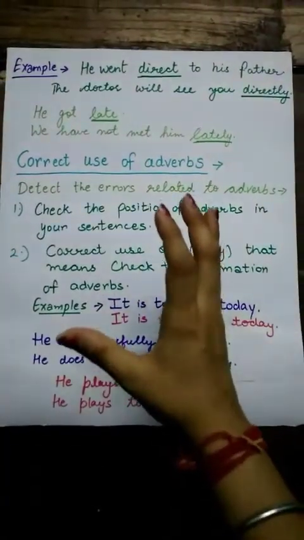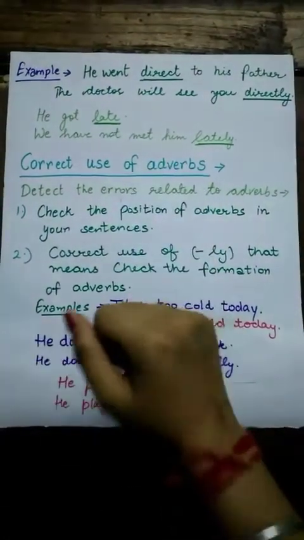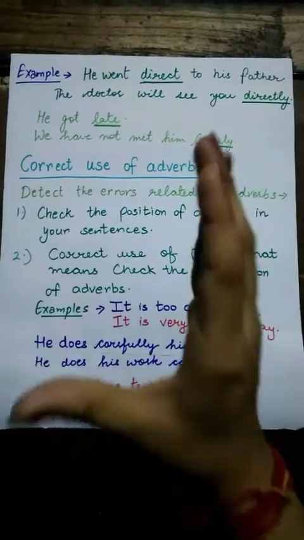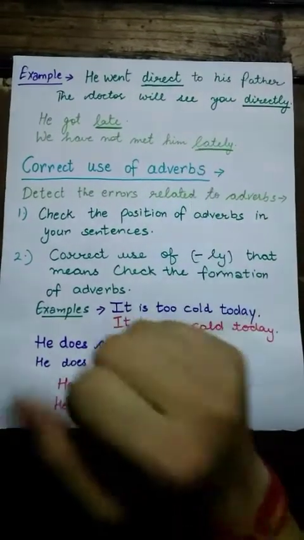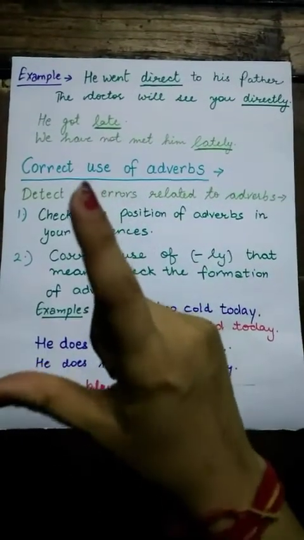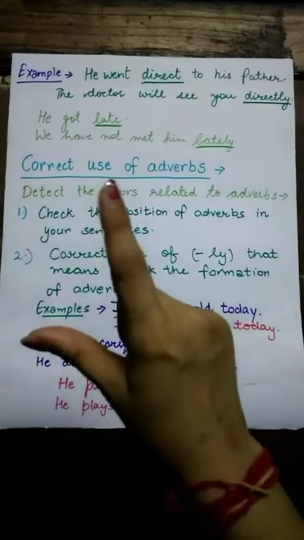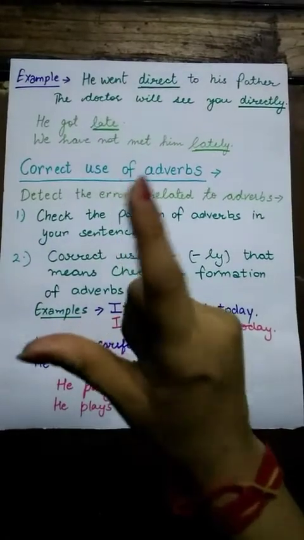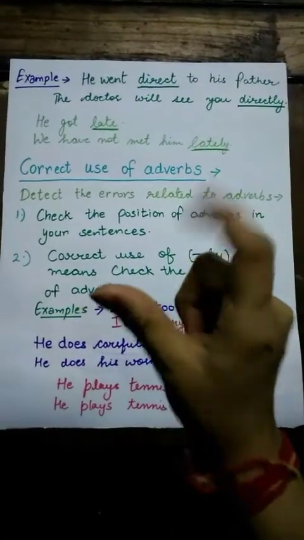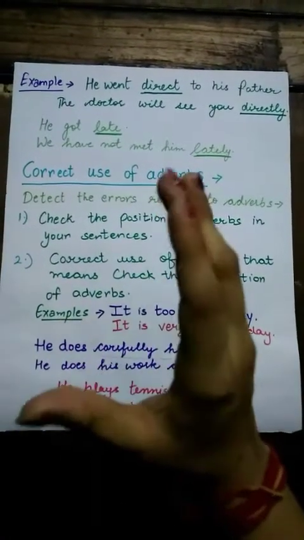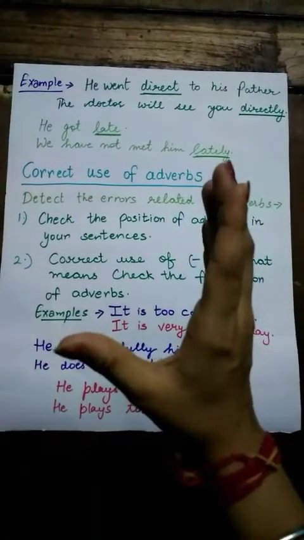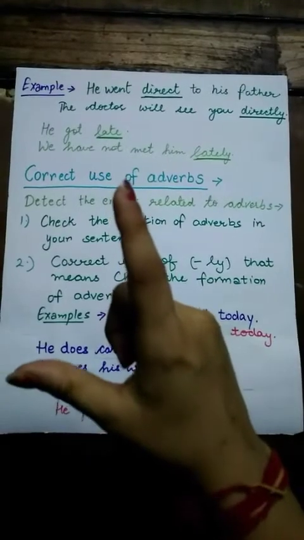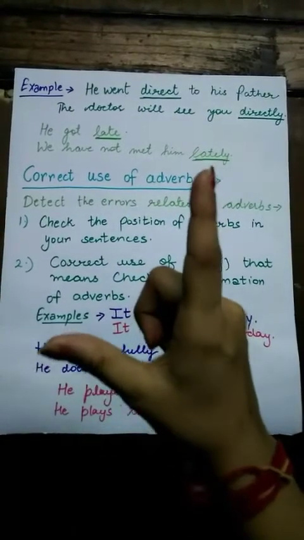Now similarly, read out the second example. He got late. It means he reached late. Now read out the second sentence. We have not met him lately. That means we have not met him recently. Now when we add ly to the word late, again the meaning of the word totally changes.